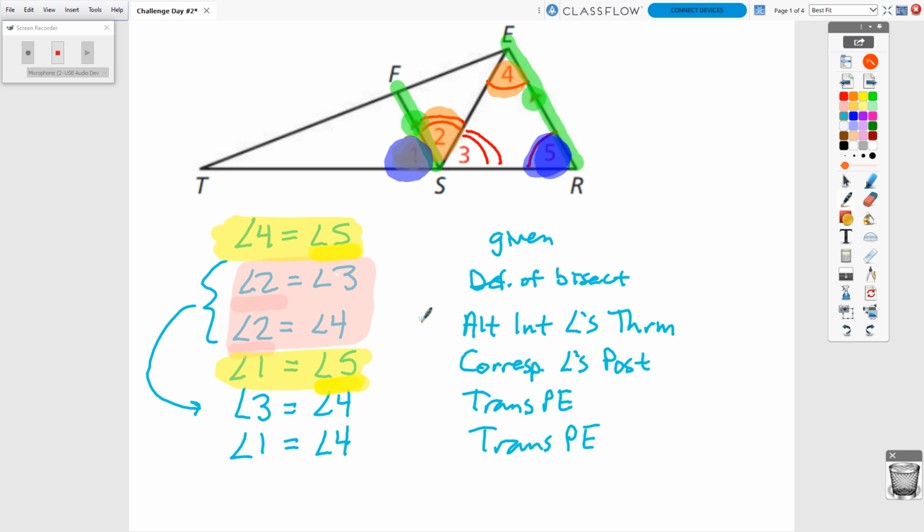If I could show that angle 1 matched up with angle 2, or if angle 1 matched up with angle 3, then I would really know that angles 1, 2, and 3 all matched up with each other. And that's really what these two pieces are going to allow me to do, right? If angles 1 and 4 are the same and 3 and 4 are the same, well then angles 1 and 3 must be the same by the transitive property.